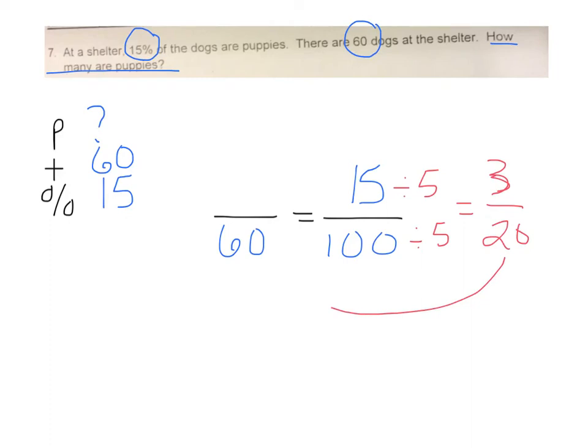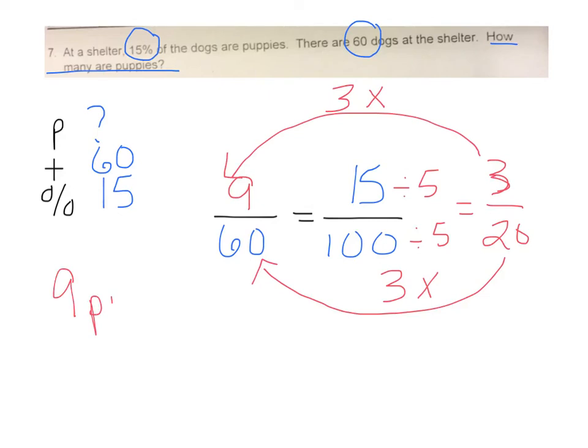And then I have an obvious multiplier between 20 and 60. 20 times 3, 20, 40, 60, would give me 60. Whatever I do to the bottom, must do to the top. So 3 times 3 would give me 9. There are 9 puppies.